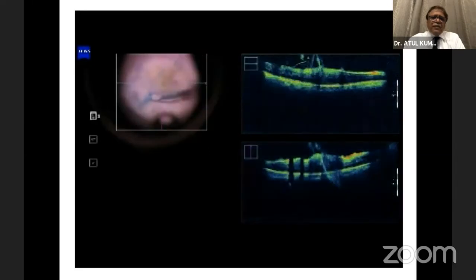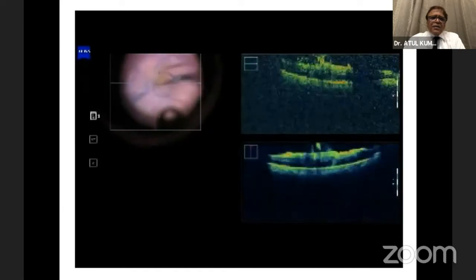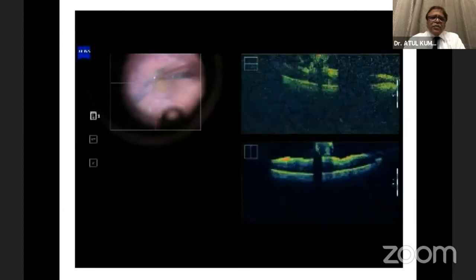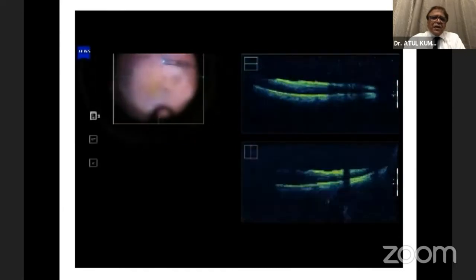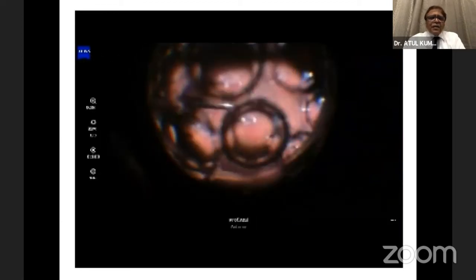I'm not in favor of doing too much peeling with double dye and a second time again removing the ILM. Once you remove the ERM as a sheet, I don't think there's any need to go back again and do surgery.